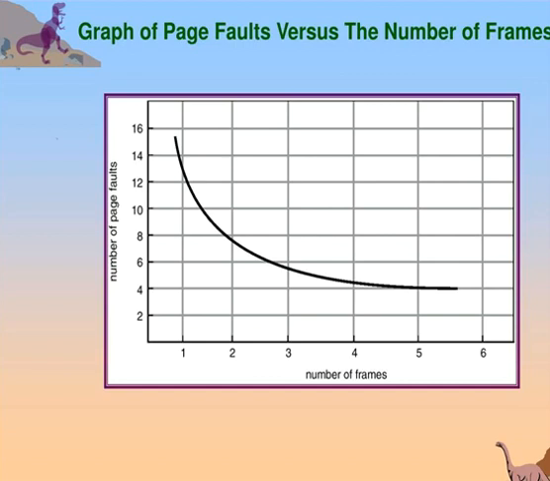That is Belady's anomaly. Now we have different page replacement algorithms: optimal page replacement, LRU page replacement, and the others, which are kept in the link.